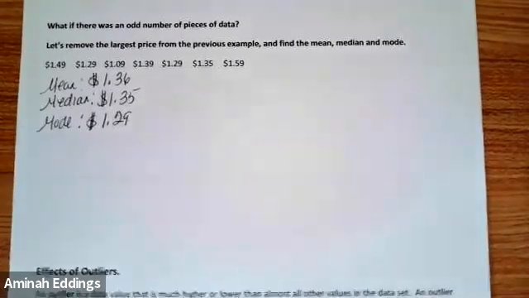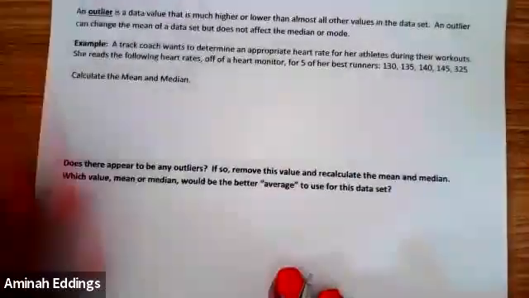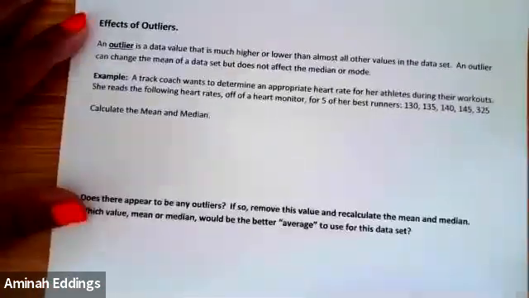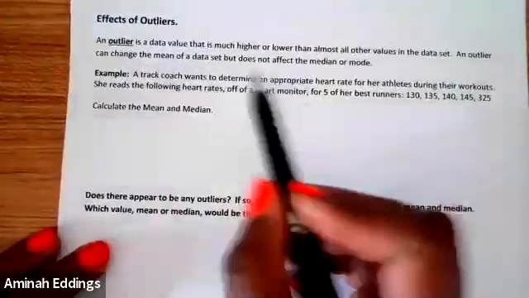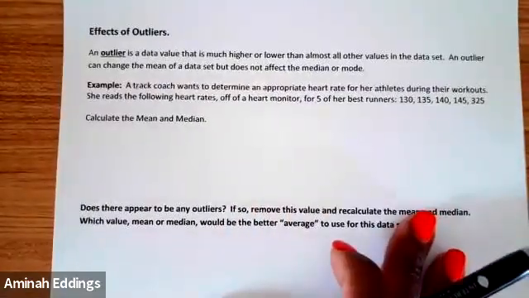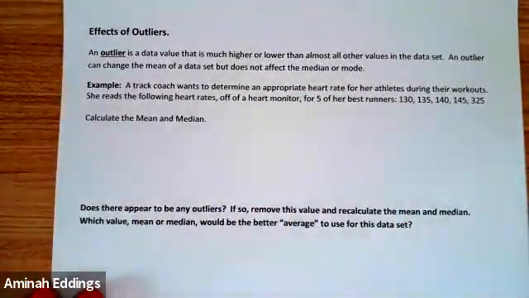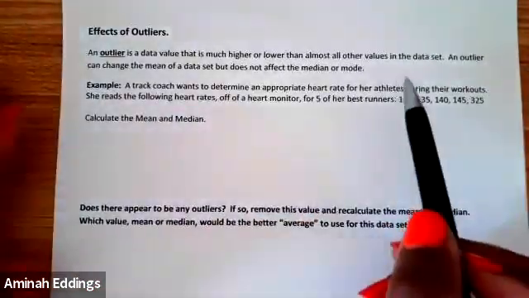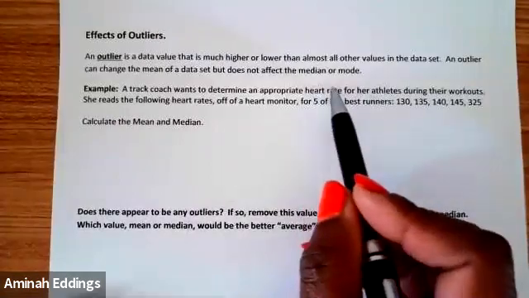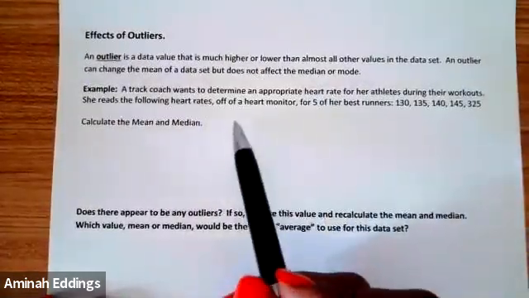Okay. All right, continuing along, outliers. So an outlier is a data value that is much higher or much lower than almost all of your other values. An outlier can change the mean of a data set, but it will not affect the median or the mode. All right, let's look at an example.